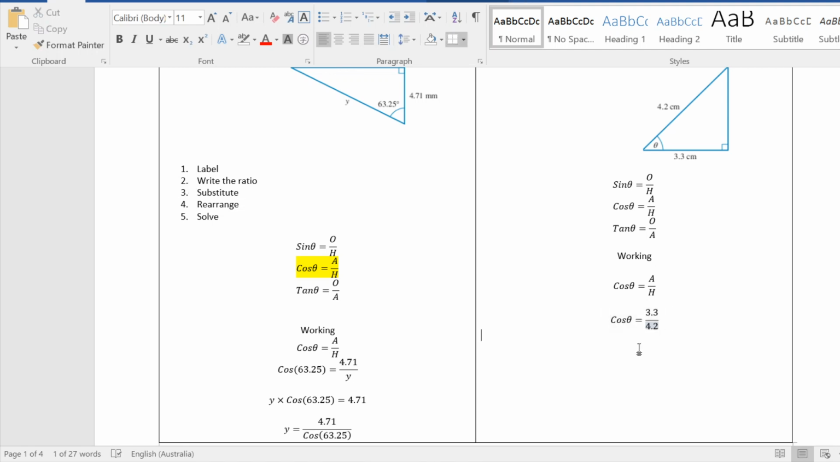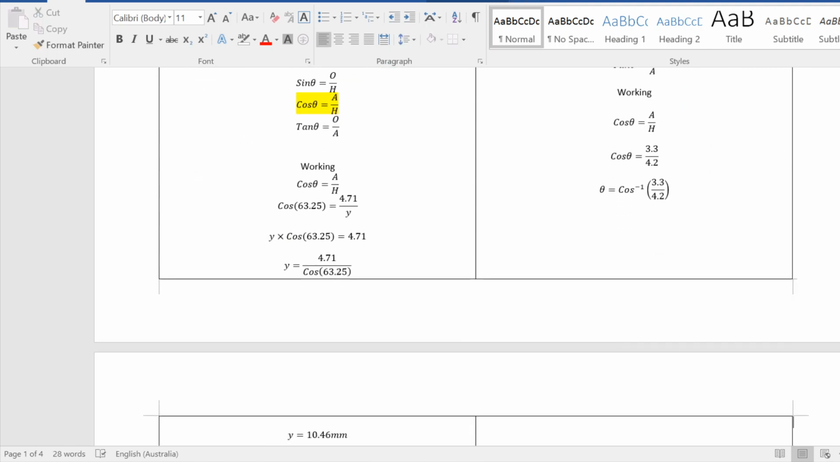Now this is where we need to use the inverse cosine function, because to get the theta on its own, we need to move this cosine to the other side. It becomes cosine to the power of -1. Okay, inverse ratio, and then I'm going to put this in brackets. If it cooperates, it sure does. So theta equals cosine to the -1, 3.3 over 4.2. From there, that is my rearranging done.